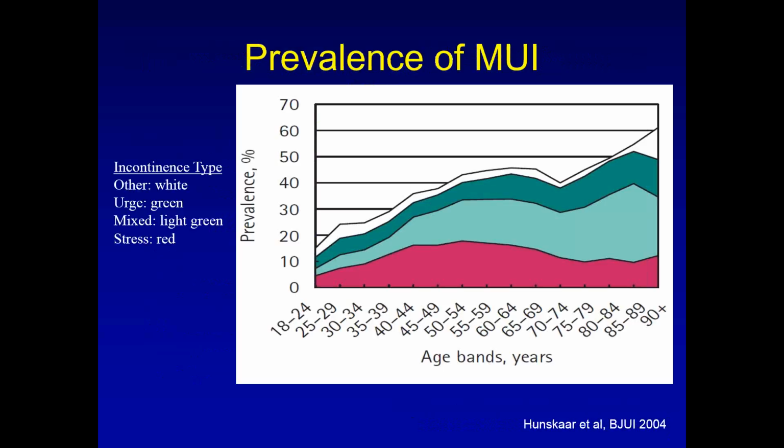This was another prevalence study looking at different types of incontinence over time, and you can see the red is stress incontinence, and as you get older, it tends to peak at around mid-50s, and then the incidence goes down a little bit. Pure urge incontinence is the darker green, and this does the width.